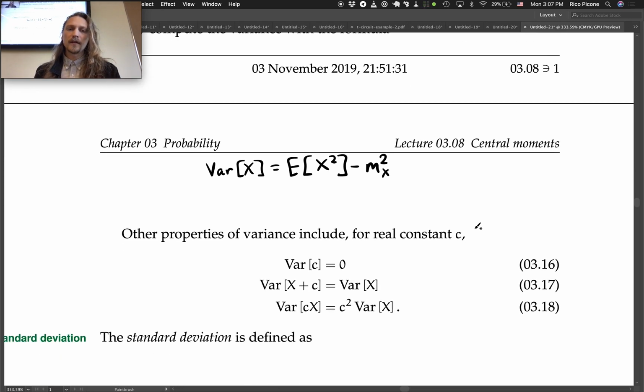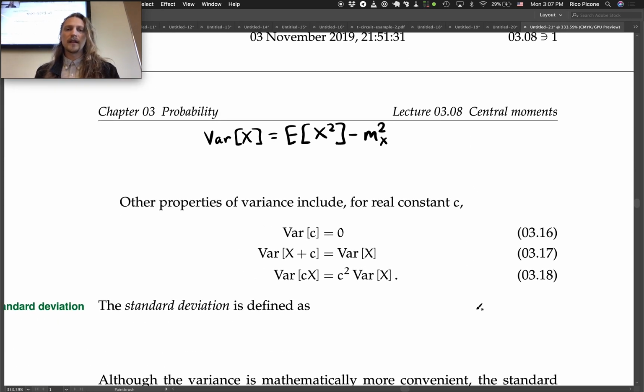Other properties of variance include, for a real constant c, the variance of a constant is 0. The variance of a random variable plus a constant is just the variance of the random variable. The variance of a scaled random variable is just the scaling constant squared times the variance of the random variable.